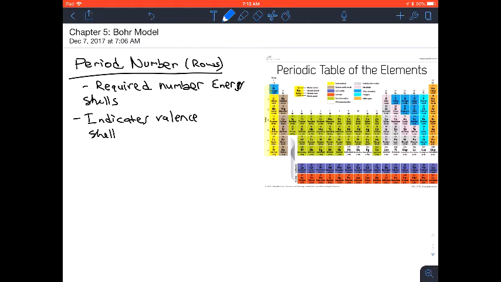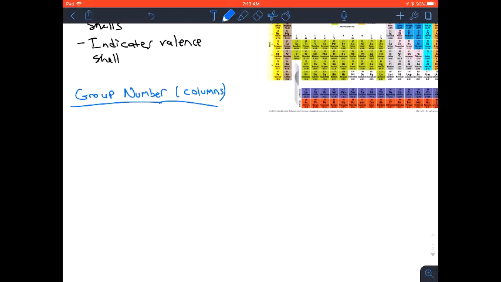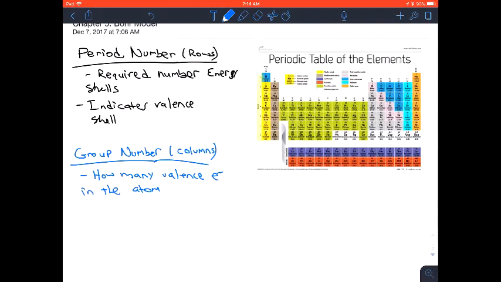The second thing that you need to know is the group number, which are the vertical columns. The group number tells you a couple things. First of all, for the main group elements, it's going to tell you how many valence electrons there are in the atom. When you're looking at the main group elements, which are groups 1, 2, 3, 4, 5, 6, 7, 8, these numbers tell you how many valence electrons will be present in the atom.